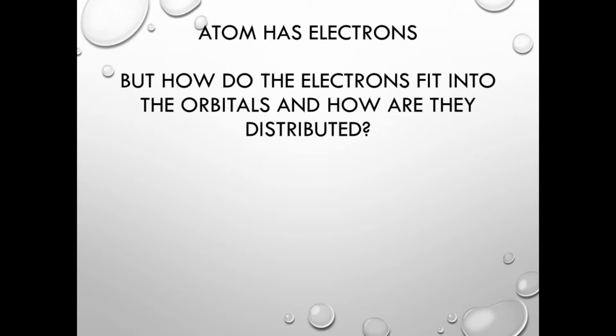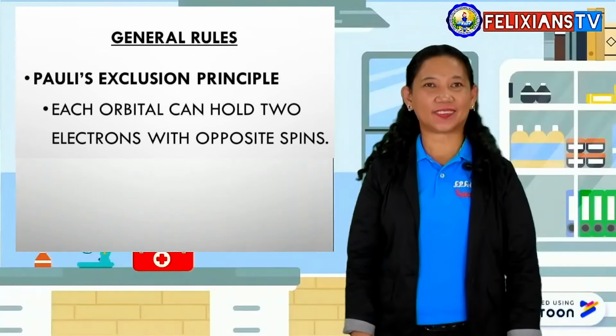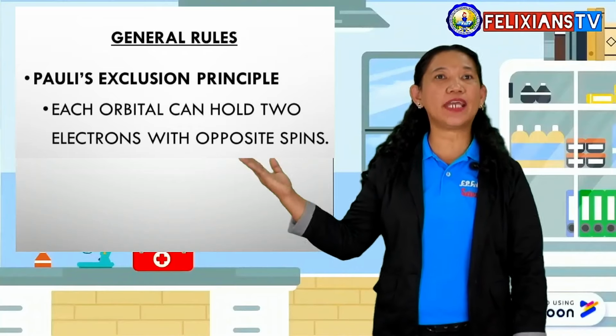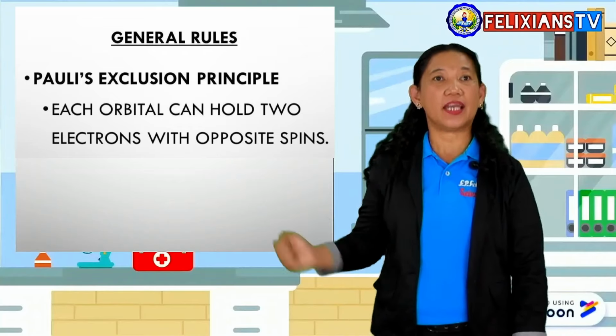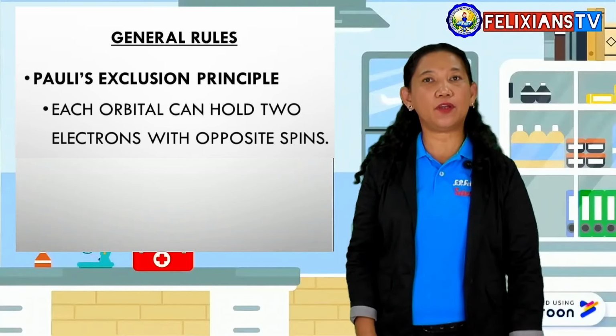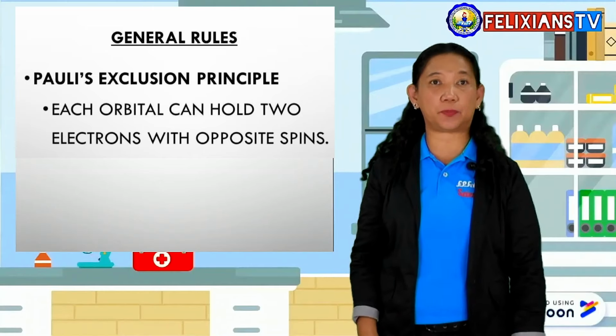Our atom has electrons, but how do the electrons fit into the orbitals and how are they distributed? For our general rules, we have the Pauli exclusion principle. Each orbital can hold 2 electrons with opposite spins.